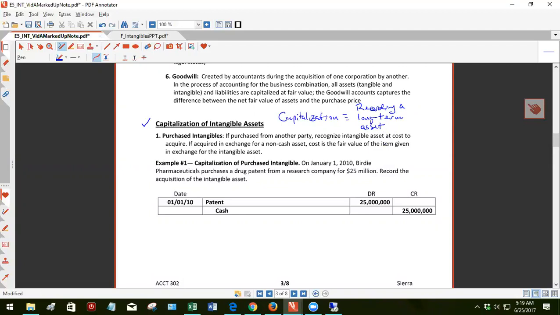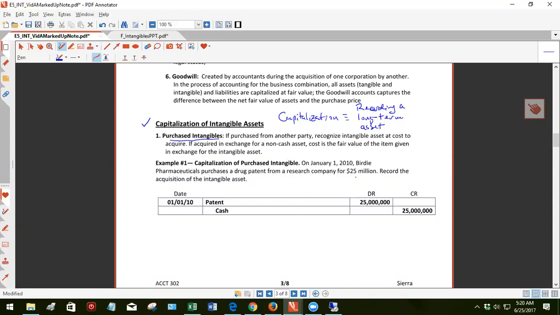So, we capitalize equipment, we capitalize receivables, we capitalize lots of different things, but here we're just talking about intangibles. Once again, intangibles are typically located as long-term assets. If you're in the last year of a patent, it would be moved to current, but in general, we're talking about long-term assets here. Okay, so the first thing we're going to capitalize is any purchased intangible. So this is just like equipment. If you buy it from another party, you recognize the intangible asset at its cost.